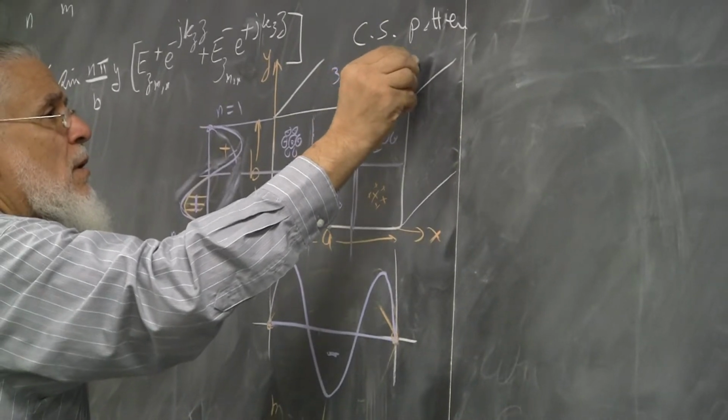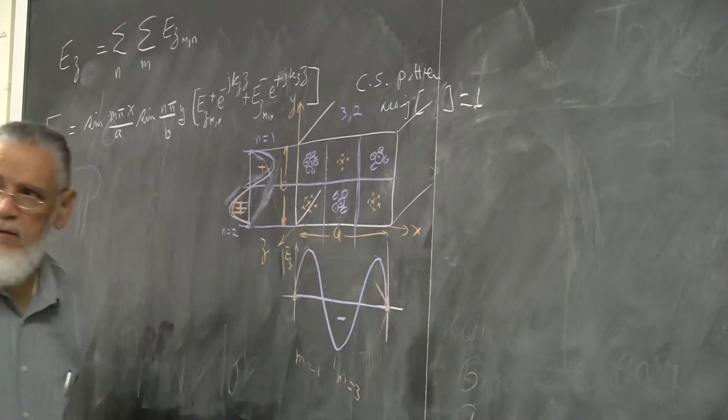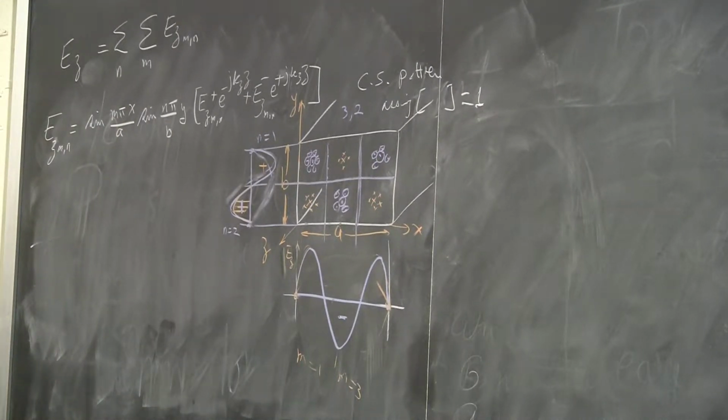assuming this bracket here is equal to 1, for example. Okay? Just ignore the z, ignoring the z coefficient.